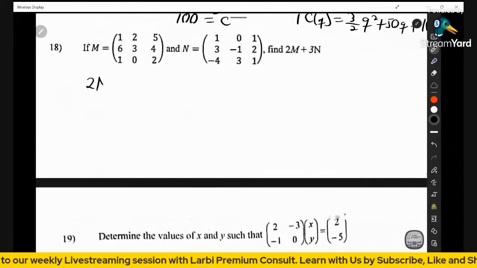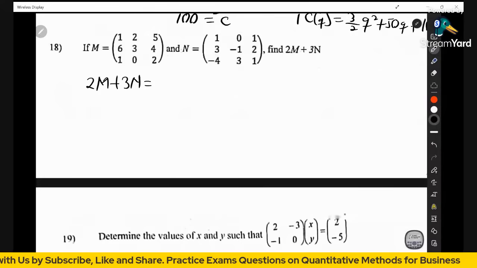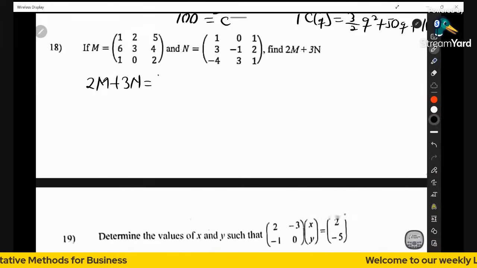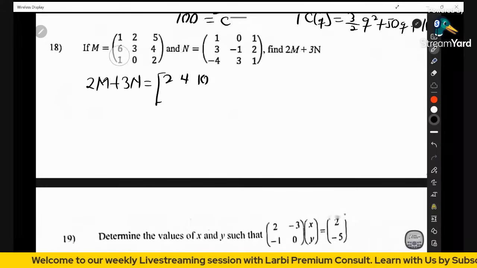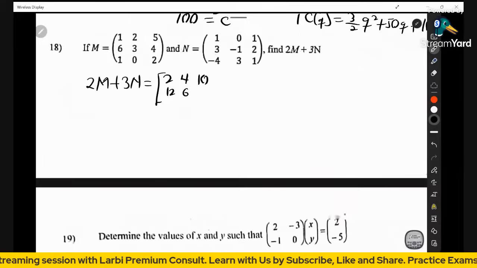We'll say that our 2M plus 3N should be equal to, so here we'll take the 2 and multiply each entry in the matrix. So when we multiply 2 by 1, we are getting 2. So 2 by 2, you are getting 4. 2 by 5, you are getting 10. Then here, you are getting 12. You are getting 6. You are getting 8.